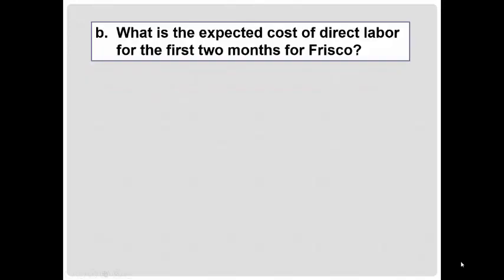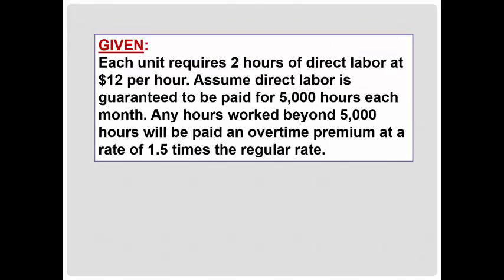What is the expected cost of direct labor for the first 2 months for Frisco? The information that was given originally in the problem about labor says each unit requires 2 hours of direct labor at $12 per hour. Assume direct labor is guaranteed to be paid for 5,000 hours each month. Any hours worked beyond 5,000 hours will be paid an overtime premium at a rate of 1.5 times the regular rate.